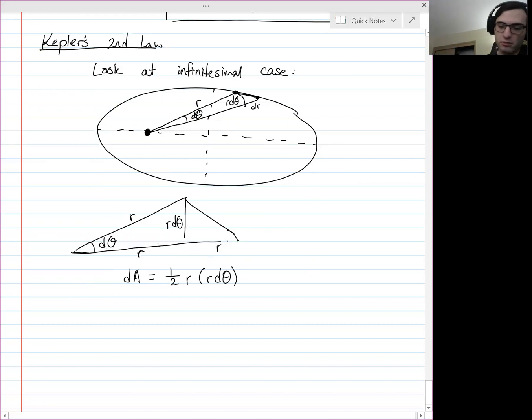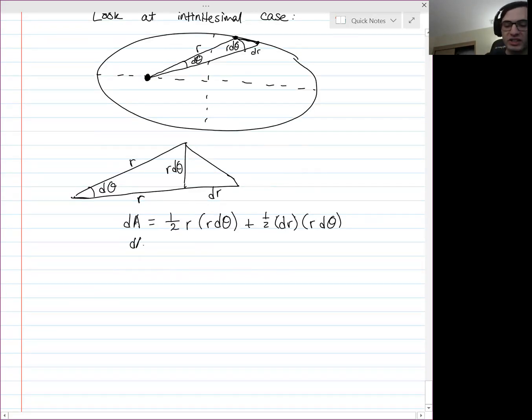Is that dA equal to 1/2, and then it's plus, that should be a dr there. There we go, triangle's done. Plus 1/2 base, the base here is dr, times the height, r d theta. Now, the important point to note here is we're interested in how much area is swept out in a given amount of time. So what would be useful is the rate of change of the area with respect to time.